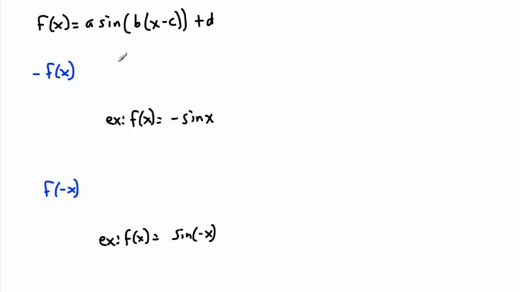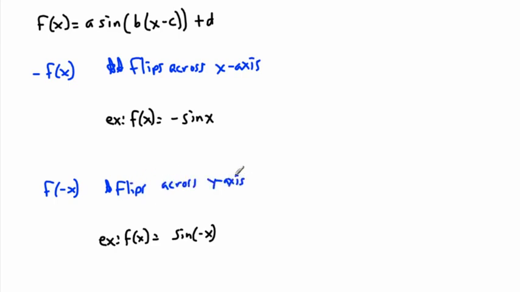Now we can do other functions as well. We've got negative f of x, and it helps to know what that one does. So for example, negative sine of x, what does it do? It does a mirror, or you could say it flips, or rotates, or reflects, across the x-axis. And if you have f of negative x, that flips or reflects across the y-axis. So that's how these work.